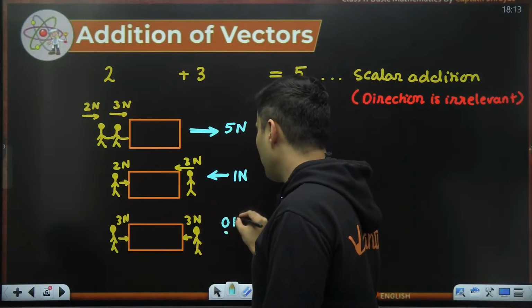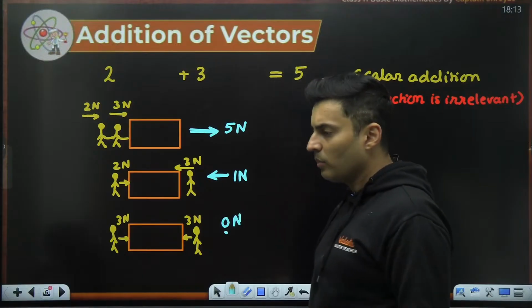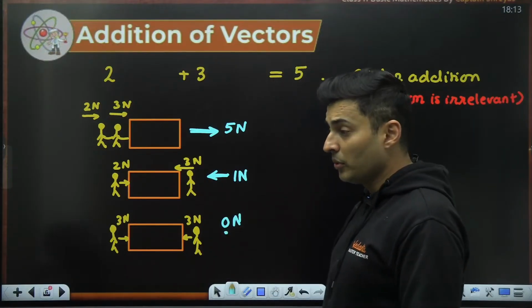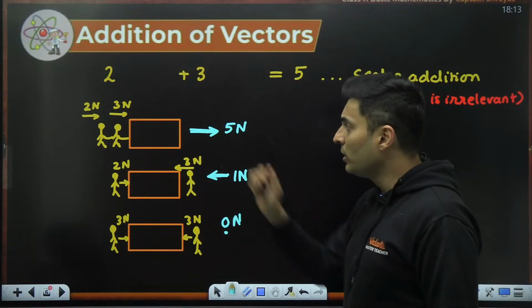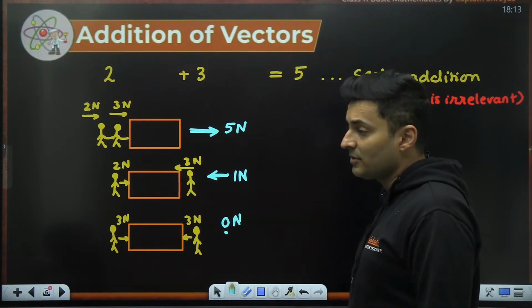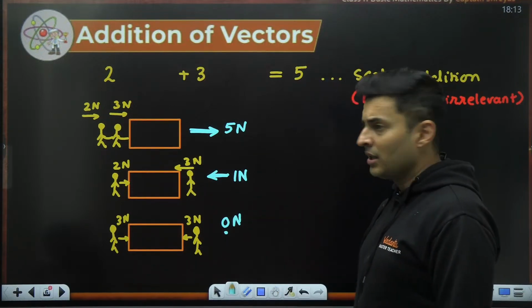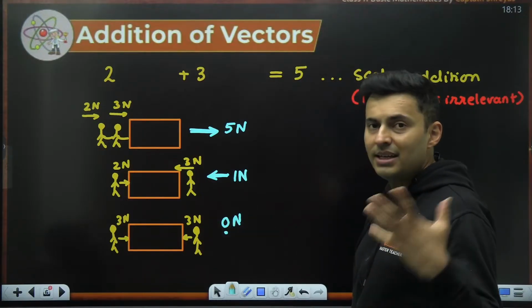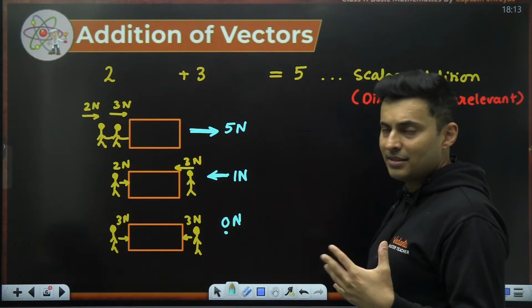A null vector will be left. Null means 0 magnitude, so 0 newton force will be there. So as you can see, 2 newtons and 3 newtons might give the answer as 5, can give the answer as 1, and 3 and 3 can also give the answer as 0. So many possibilities are there when you add vectors.